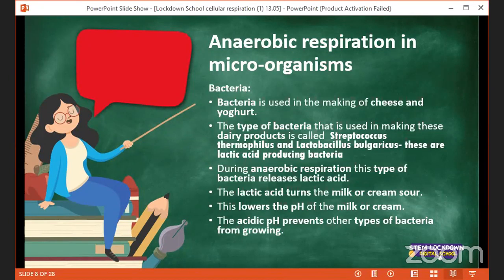So during anaerobic respiration, this lactic acid lowers the pH, and the acidic pH prevents the other types of bacteria from growing. So then we have an acidic medium that forms, right? And other bacteria cannot grow within an acidic medium.